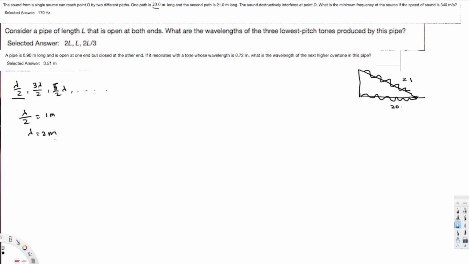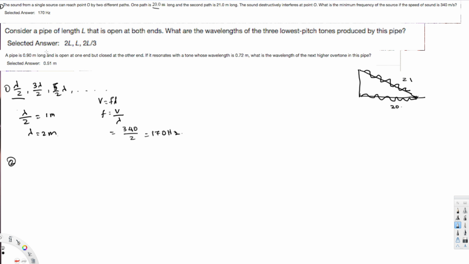So we have the lambda right now. All we have to find is the frequency. V is equal to F lambda, so F is equal to V over lambda. The velocity of the sound is given, that's 340. 340 divided by 2 gives us 170 hertz. And that is the answer for the first question. So let's do the second question.